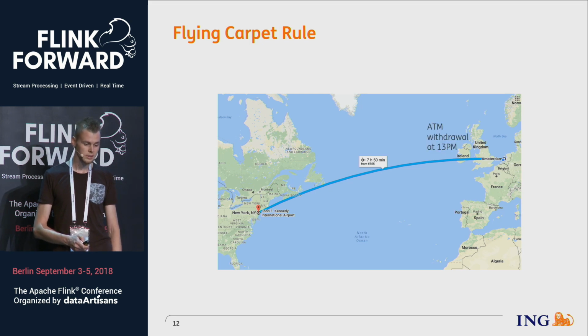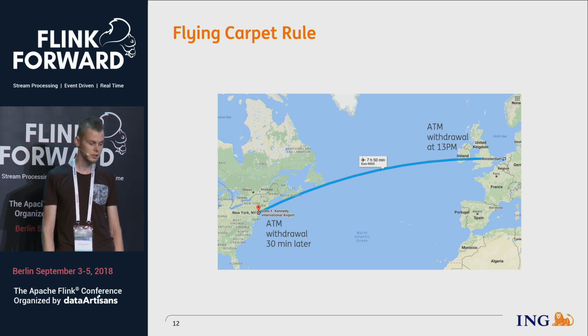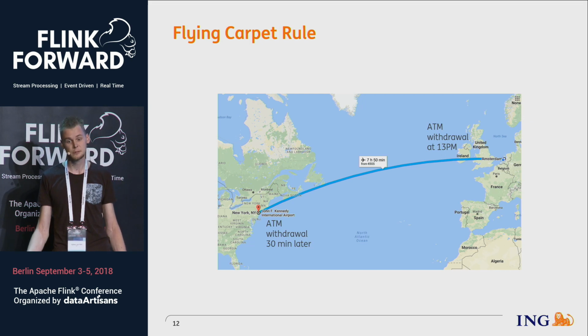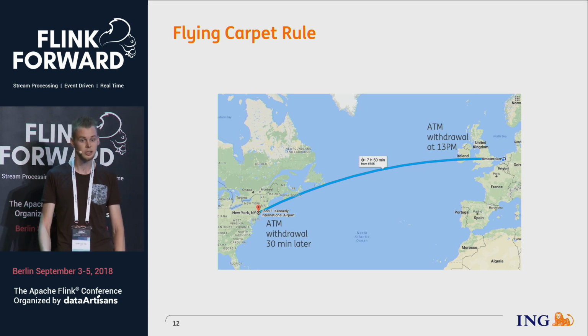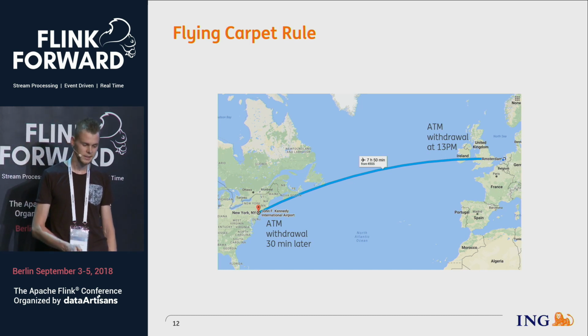So suppose that some customer does an ATM withdrawal at 1 p.m. in Amsterdam, and then half an hour later he does an ATM withdrawal in New York. Then you know something is going wrong here, because he can never physically reach New York in just half an hour. So we are going to try and detect this pattern.